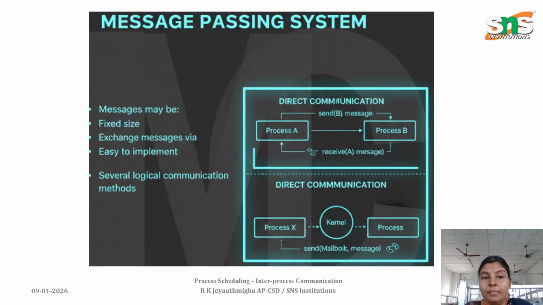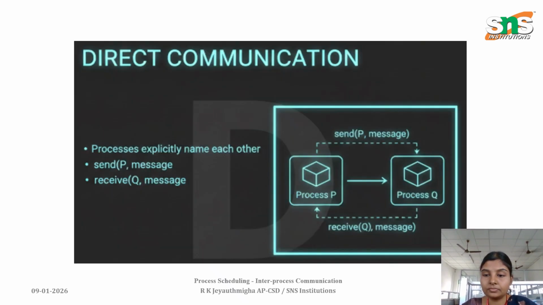Message passing system. Messages may be fixed size, which makes exchanging messages easy to implement. There are several logical communication methods. Direct communication: processes explicitly name each other, with send message and receive message. The send message contains the destination, namely P, then the message; on the receiver side, the sender's name and then the message.